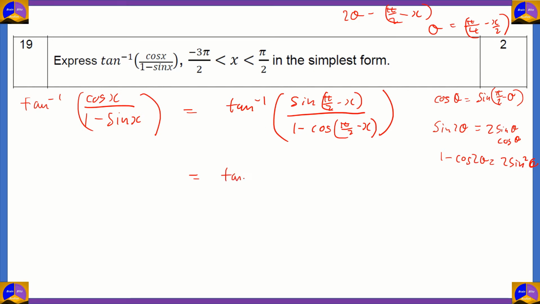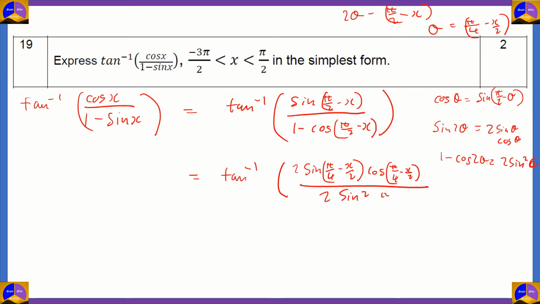So therefore, you'll get tan inverse of 2 sine of pi by 4 minus x by 2 times cos of pi by 4 minus x by 2, divided by 2 sine square of pi by 4 minus x by 2. Both of these steps earn you a half mark. So half marks are earned when you write both of these steps while reducing the equation.